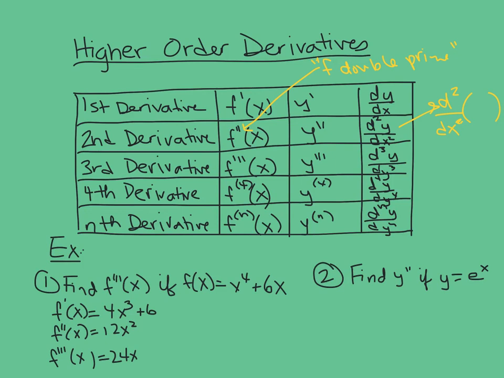So for number 2, we're going to find y double prime if y equals e to the x. This one, you might be able to guess what's going to happen. So y prime, my derivative of e to the x, is equal to e to the x. Y double prime is the derivative of e to the x, which is e to the x. Actually, for this one, you can just keep going and going and going, and all of your many derivatives will be e to the x.